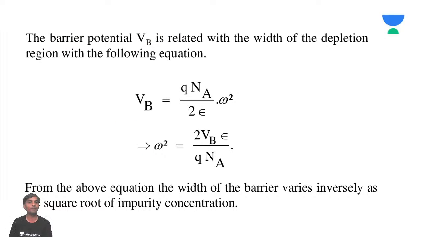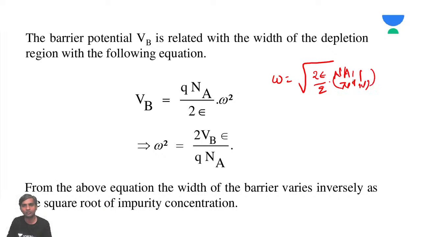We know that the barrier potential Vb is related to the width of the depletion region. So Vb is going to be q Na W squared by 2 epsilon. Do you remember W? W is going to be the square root of 2 epsilon by q into (1 by Na plus 1 by Nd) into V naught. The same thing is changed here.